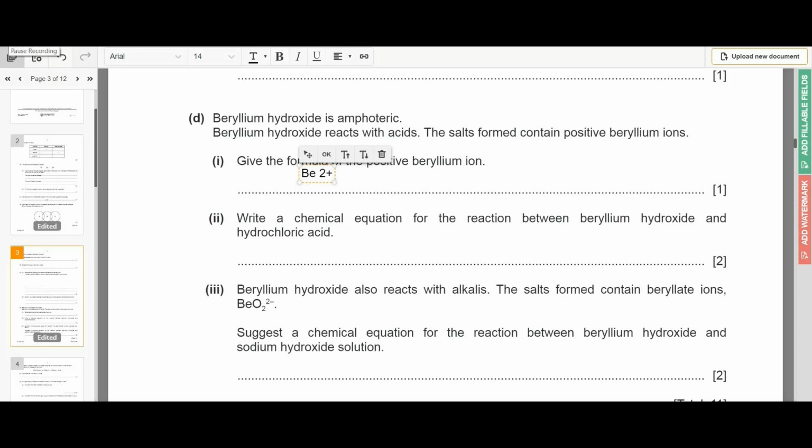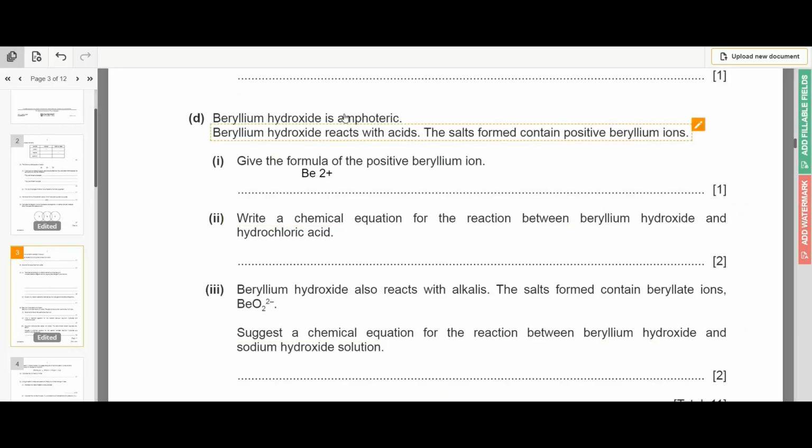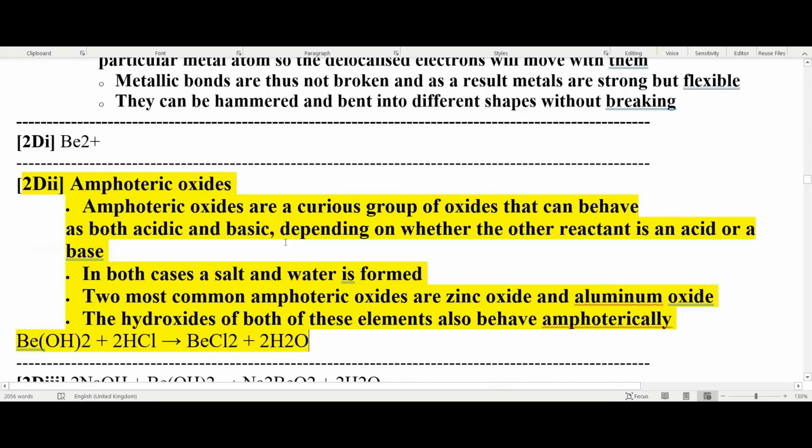So let me just show you the chemical equation. Before we give the chemical equation, you can see the question at the beginning itself is stating that beryllium hydroxide is amphoteric. Now what is meant by amphoteric? Amphoteric oxides are a curious group of oxides that can behave as both acidic and basic, depending on whether the reactant is an acid or a base. In both cases, a salt and water is formed.